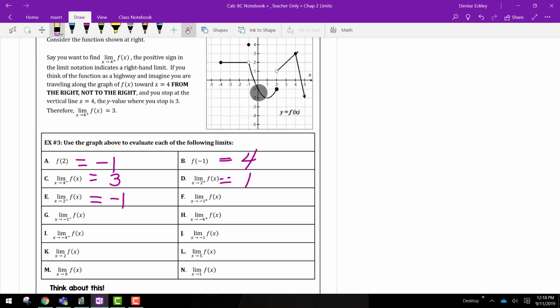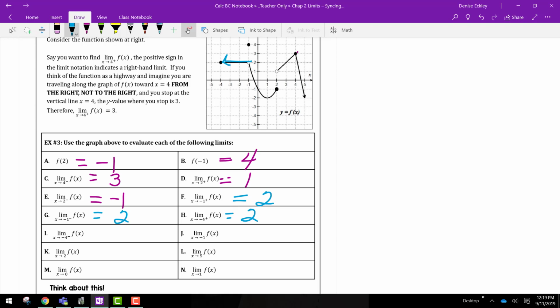The next one is I want to approach -1 from the right. So I'm going to start on this side, trace the function as I head towards the right side, and I end up right there at 2. So then I'm going to go from -1 from the left. So I'm going to come this way from the left to -1, and I see I approach the same value of 2. Now I'm doing next -4 from the right-hand side. So I come from the right towards -4, and I end up at 2.